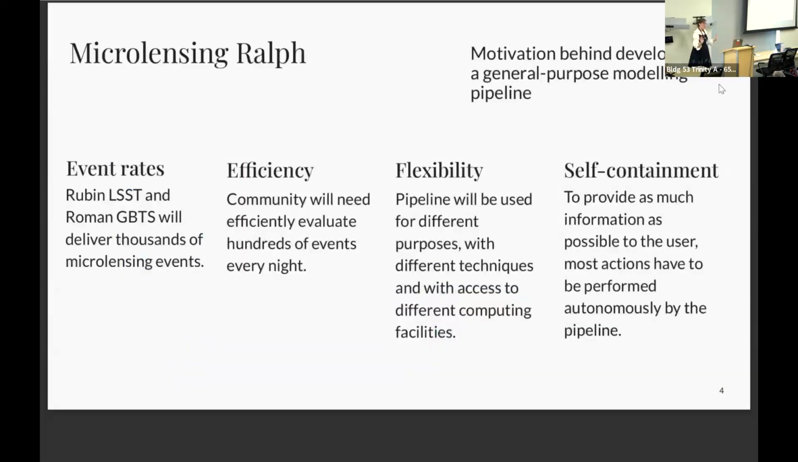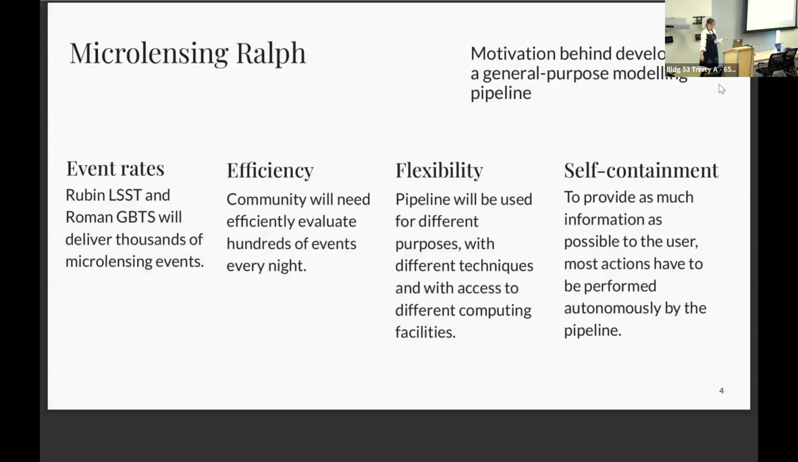So knowing that, we have identified 4 drivers to build the microlensing cloud package. First of all, it has to handle event rates of Rubin LSST or Roman Galactic Bulge Time Domain Survey. They will deliver thousands of events, so we have to do this efficiently, which is the second thing. We have to fit, for community purposes, hundreds or even thousands of events every day to figure out which events are the most important.